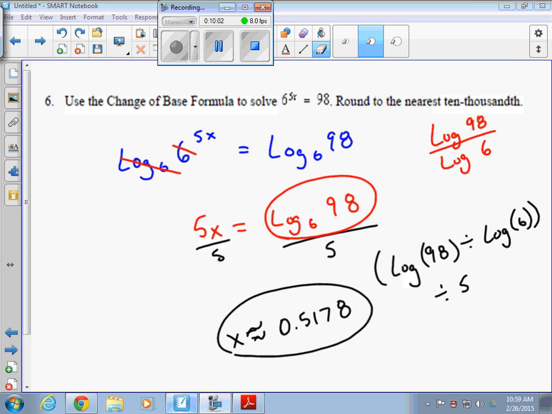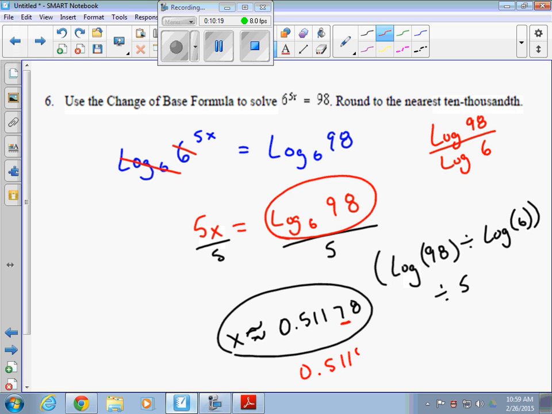Okay, so we have 0.51, lost a 1 somewhere in my translation, 0.51178. And since it only wants 10 thousandths, we don't have to go to that 8. So we'll round that one up to 0.5118. That's your nearest 10 thousandth right there.